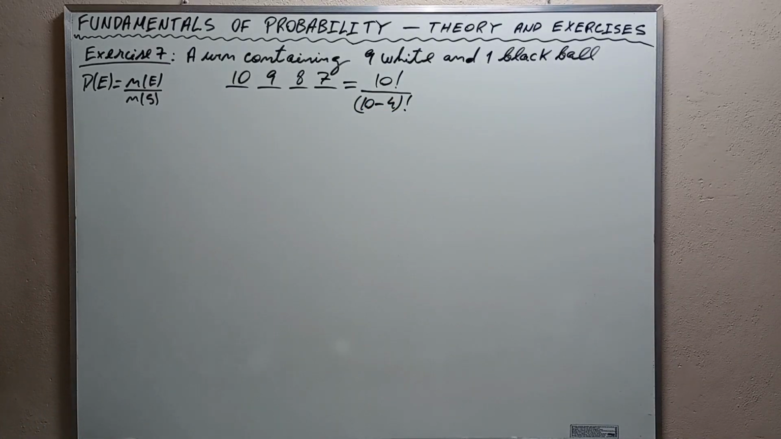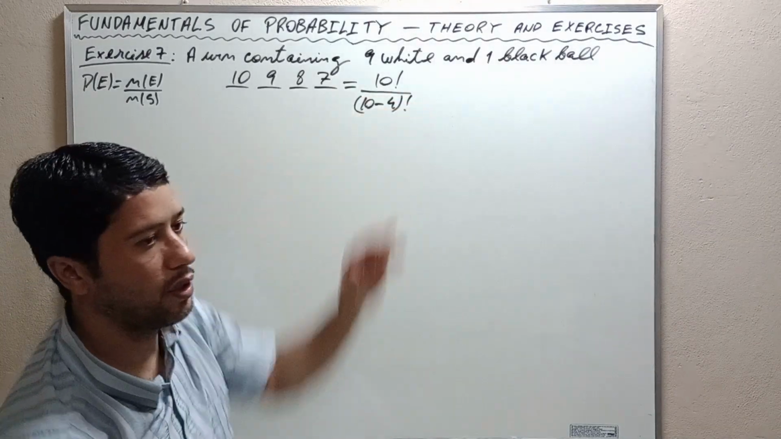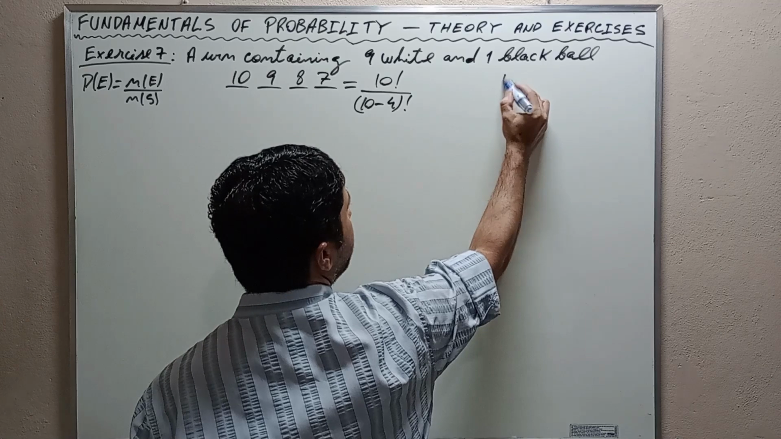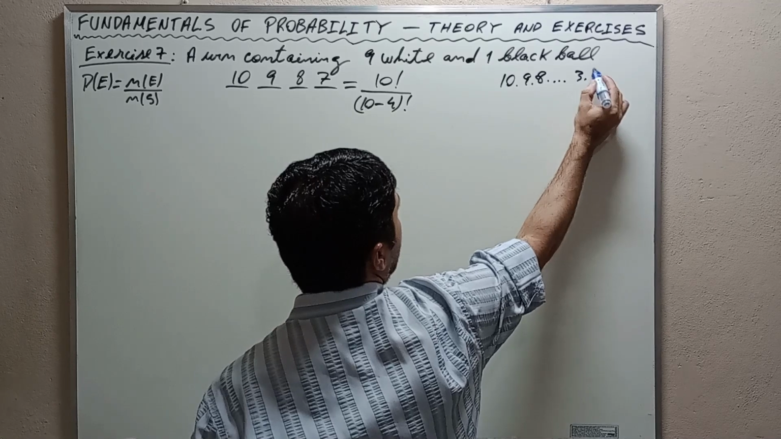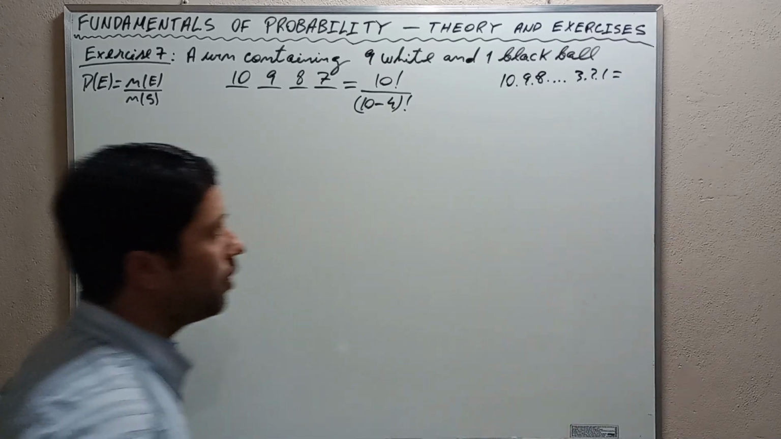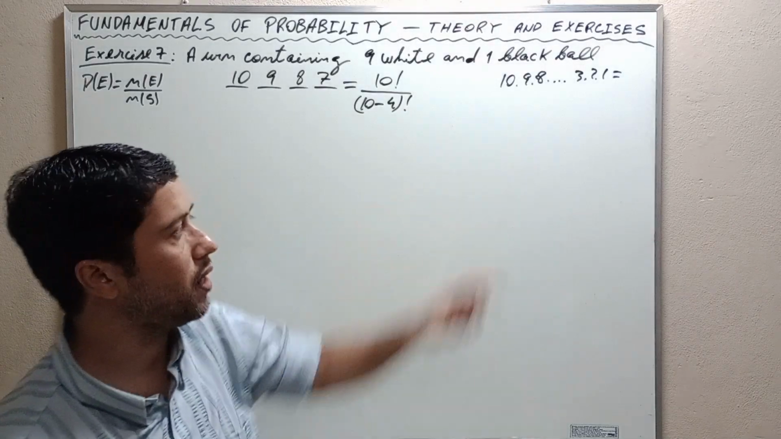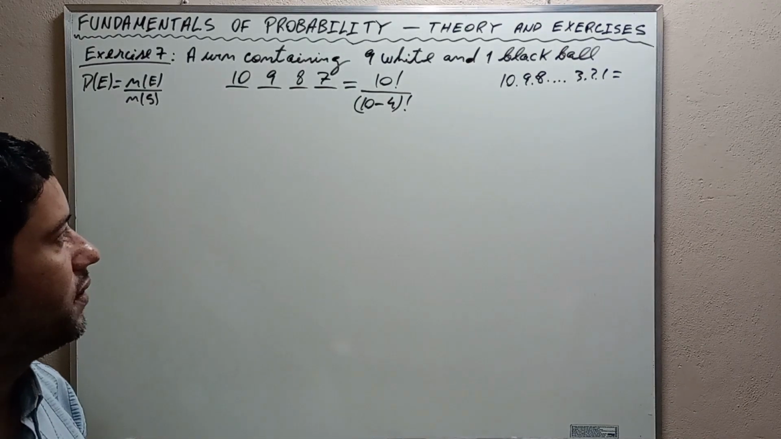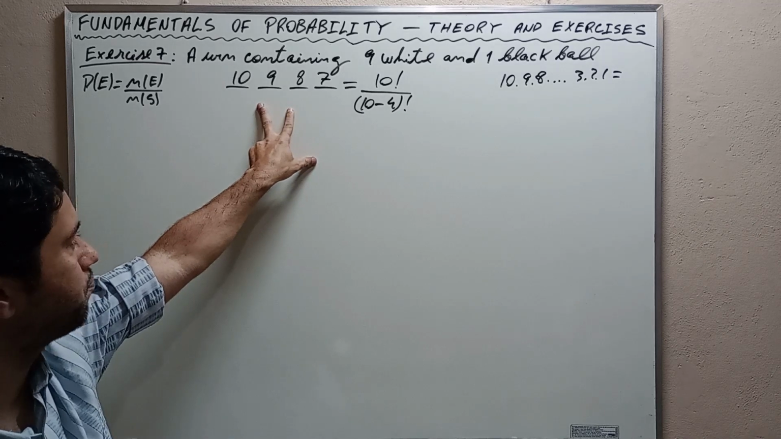Why not simply 10 factorial? You may ask me, your teacher, or a colleague, why not simply 10 factorial? Because 10 factorial is 10 times 9 times 8 and so on down to 3 times 2 times 1. We don't let the factorial go all the way to the end. Why not? Because we don't have 10 positions available. We have only 4 positions here.